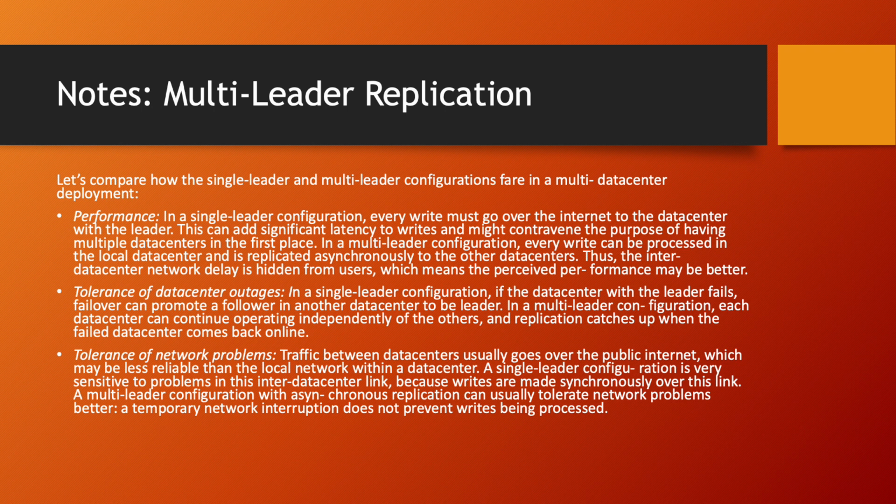Third is tolerance of network problems. Traffic between data centers usually goes over the public internet, which may be less reliable than the local network within a data center. A single-leader configuration is very sensitive to problems in this data center link because writes are made synchronously over this link. A multi-leader configuration with asynchronous replication can usually tolerate network problems better. A temporary network interruption does not prevent writes being processed.